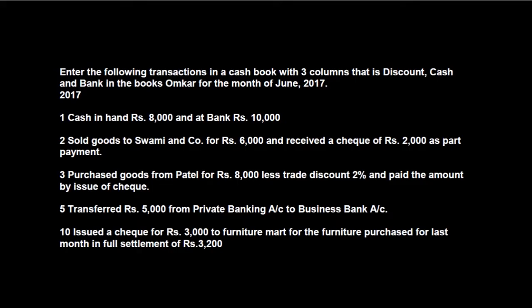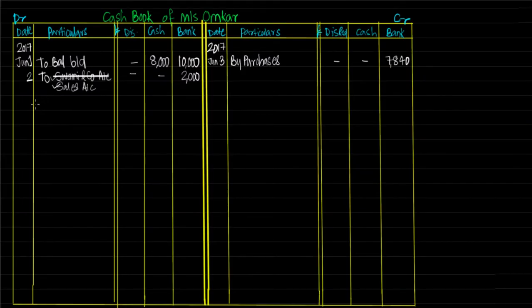On 5th June, transferred rupees 5,000 from private banking account to business bank account. Here private banking account is nothing but proprietor's account, which is Omkar in this case. So 5,000 is considered to be a capital which is introduced in a business. So here our journal entry would be cash account debit to capital account. This is increasing our balance of bank. So in the debit of cash book, to capital account 5,000.